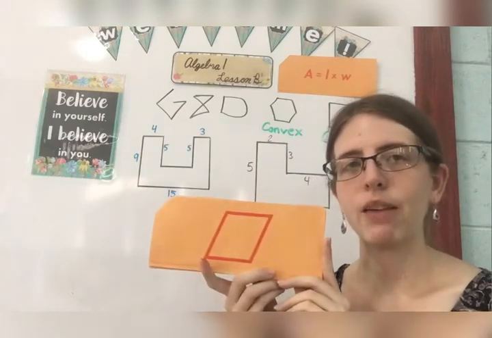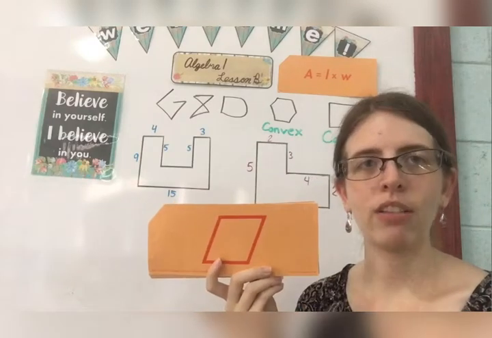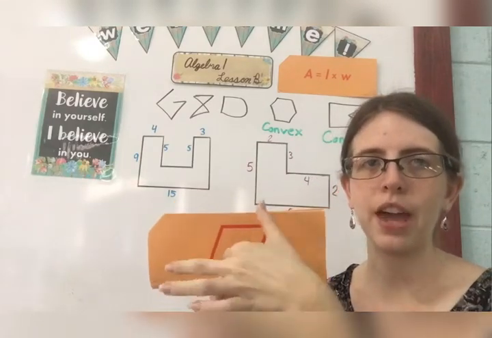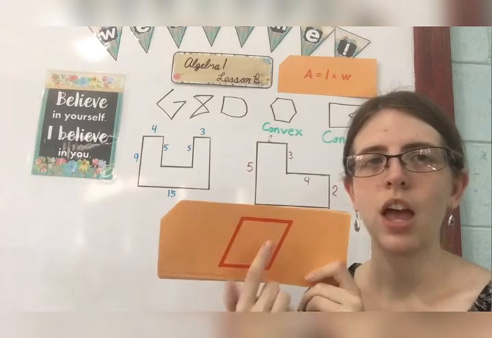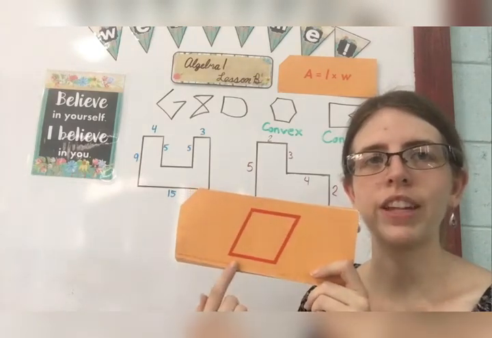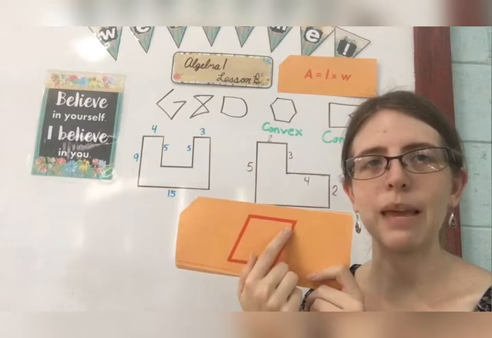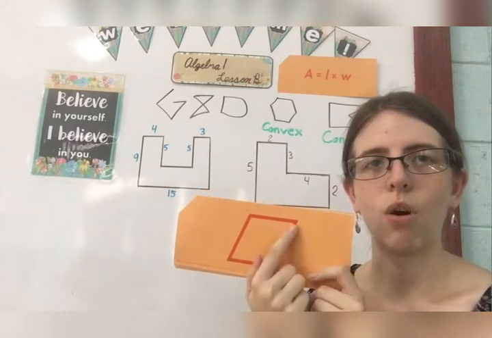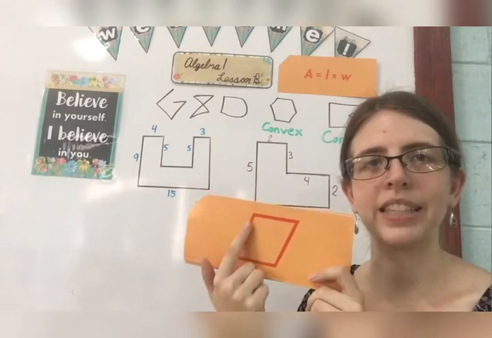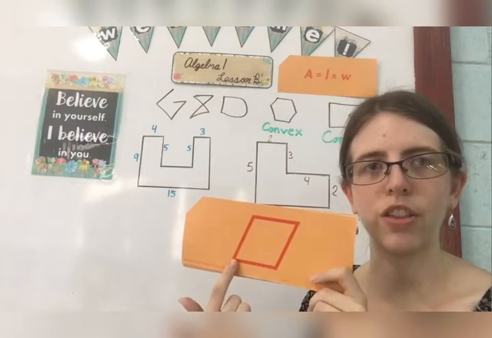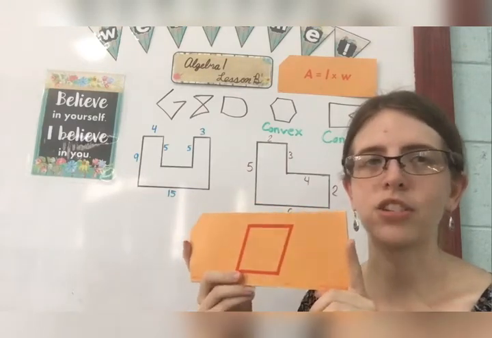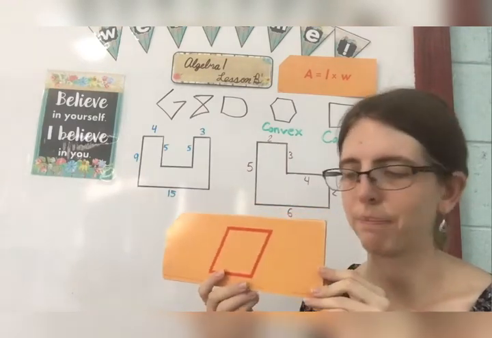Next is a rhombus. A rhombus is a parallelogram, so it has the two pairs of parallel sides, but the difference is that all of its sides are the same in length. So all the sides of a rhombus have the exact same length as each other. That's the difference between that and just any old regular parallelogram.